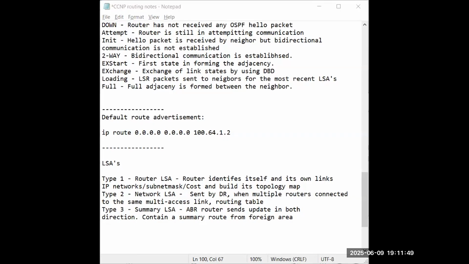I cannot share two screens at a time, right? Okay.